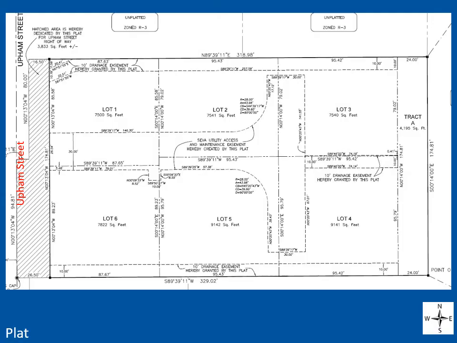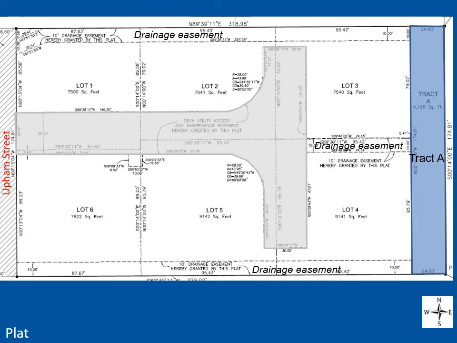This is an excerpt from page 2 of the plat document, which is Exhibit 3 in the staff report. Upham Street is to the west, and you can see the 6 lots, the T-shaped central drive, and Tract A on the east, and I'll provide more detail on the next slide. This is a zoomed-in view of the plat to show some more detail. The proposed private drive is shown in gray and will be located within a central utility, access, and maintenance easement. Each lot will have direct access to this drive, which leads directly to Upham Street.